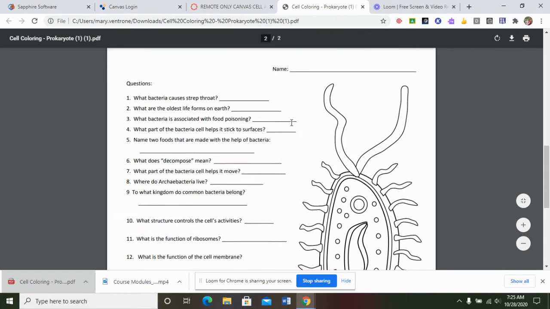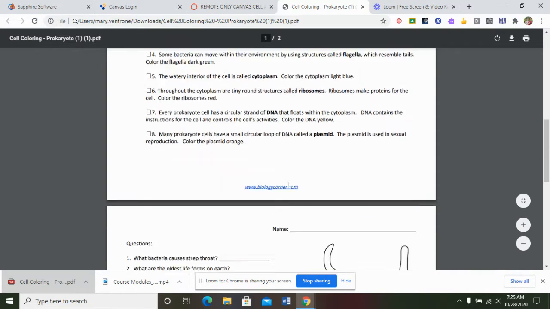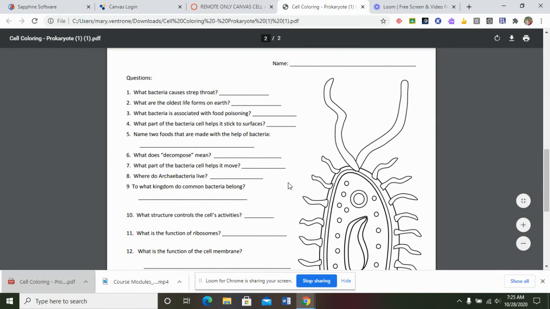What bacteria is associated with food poisoning? Well, Salmonella, that's a big one. When it comes to food poisoning, they always tell you don't lick the beaters if you're making a cake. I always lick the beaters when I'm making a cake. But you shouldn't do that because you can get food poisoning from it, although that's not the only way to get food poisoning.